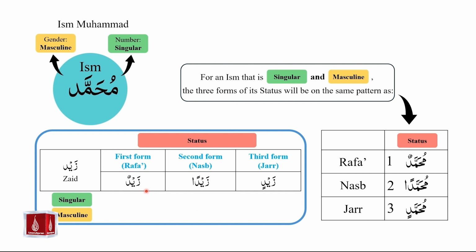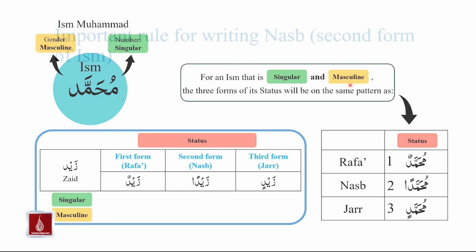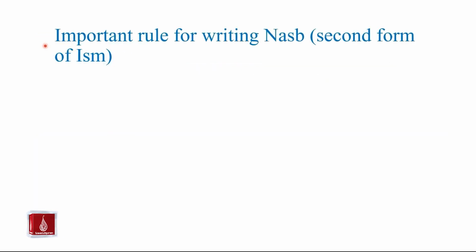So Zaidun, Zaidan, Zaidin is on the same pattern as Muhammadun, Muhammadan, Muhammadin. And the common denominator is that both of these examples are of an ism that is singular and masculine. There is an important rule for writing of nasab or the second form of ism. We have the example of Ism Zaid, and the nasab form is Zaidan.